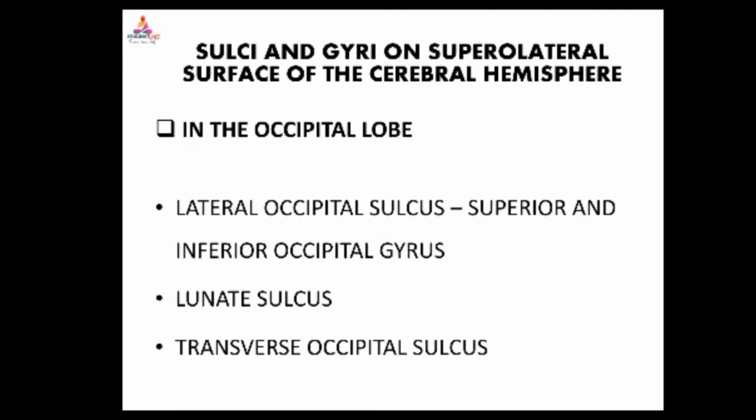The transverse occipital sulcus runs downwards into the uppermost part of the occipital lobe from the supromedial border of the hemisphere, a little behind the parieto-occipital sulcus.